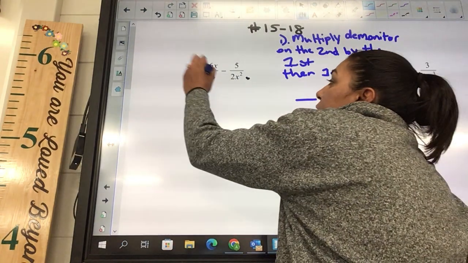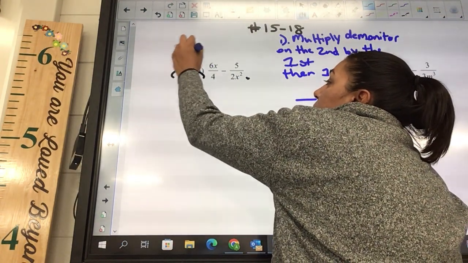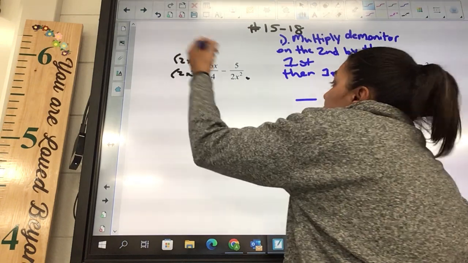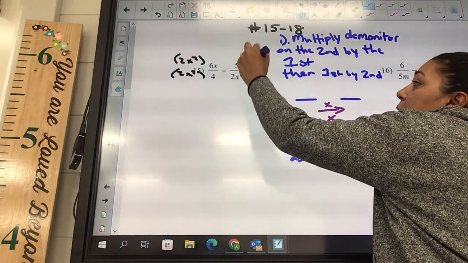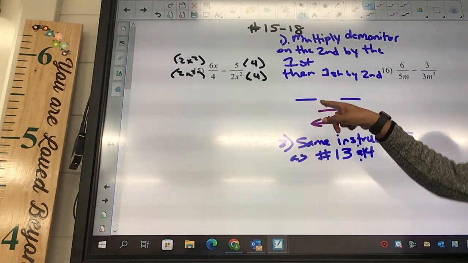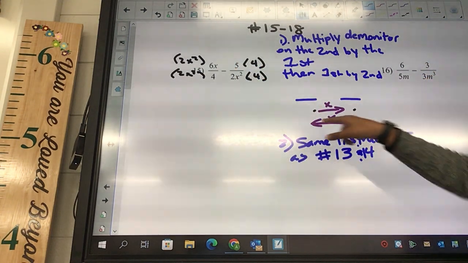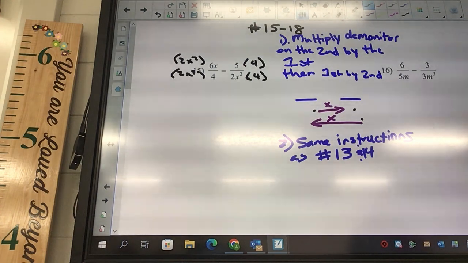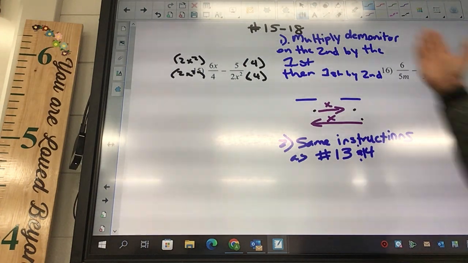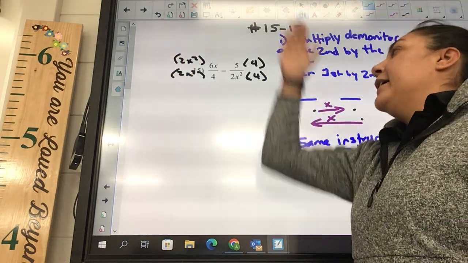So what he's saying is do this, 2x squared, and this one gets multiplied by 2x squared, which is right. And then the first by the second, so 4 times 4, okay? So you're kind of taking this one and multiplying it over here, and taking this one and multiplying it over here. Okay, and then the instructions are the same, just like 13 and 14. But we were having a really hard time writing those instructions because there's no good way to write it, okay? So you're multiplying the denominator on the second one by the first one and the first one by the second one.